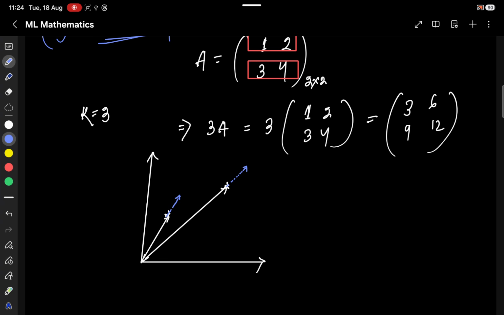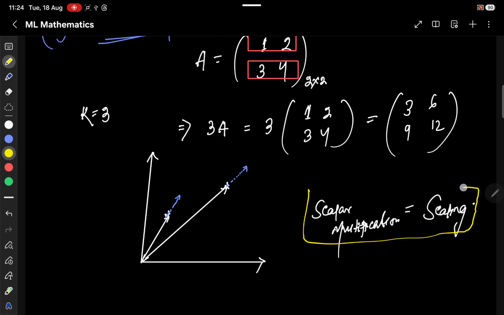So this is called scalar multiplication, which is nothing but scaling. The transformation is called scaling. Just remember this term, scaling. We do a lot of scaling.